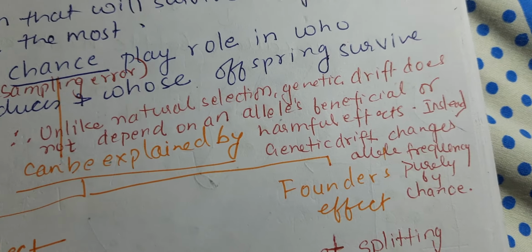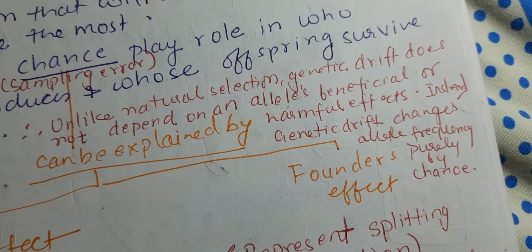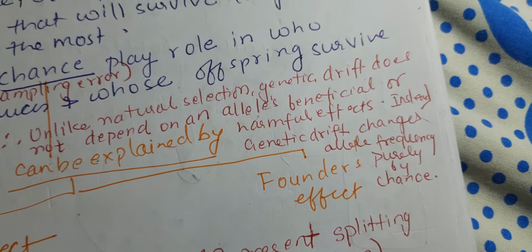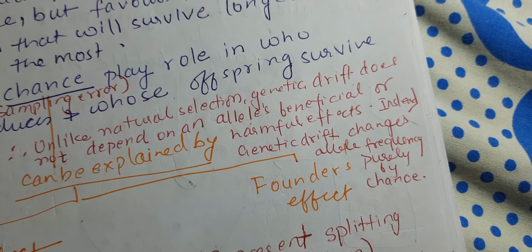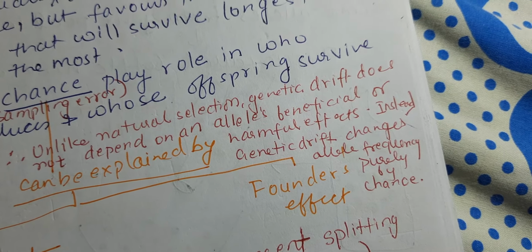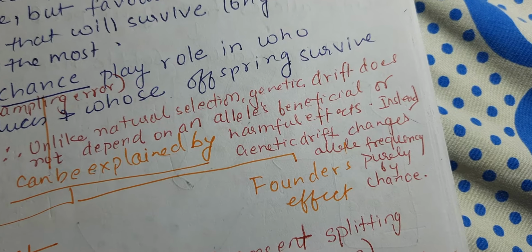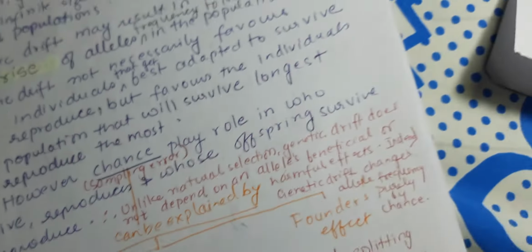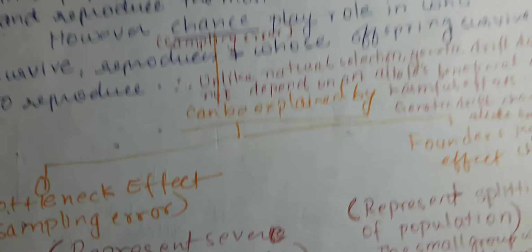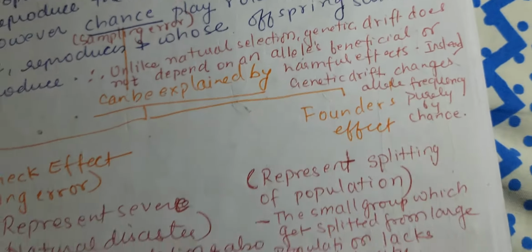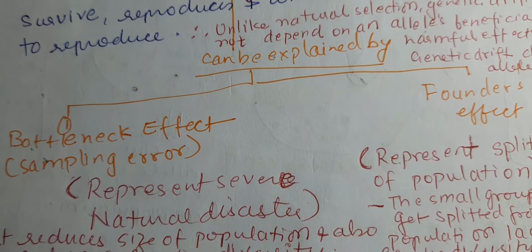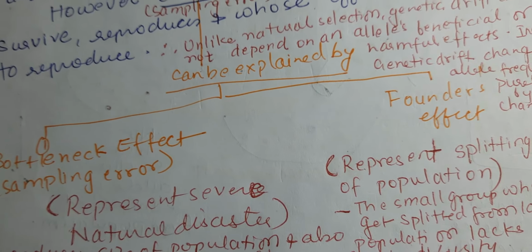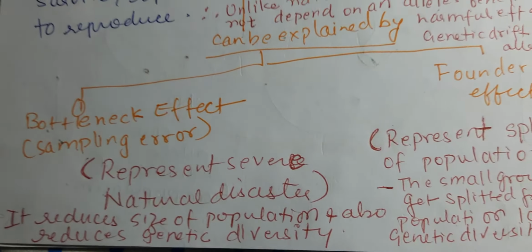So, therefore, unlike natural selection, genetic drift does not depend on whether the allele has a beneficial or harmful effect. Instead, genetic drift changes allele frequency purely by chance. So, this is by chance. This is evolution occurring by chance. By chance means there are two different effects which explain this phenomenon.